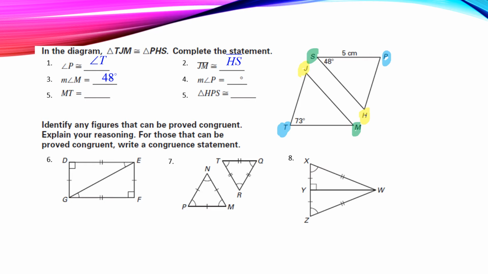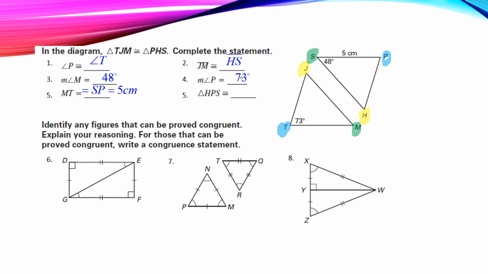Okay. The measure of angle P. Now, we don't have anything there. Oh, yes, we do. Sorry. P and T are the exact same angle. They're congruent to each other, which means their measures are the same. So, angle P is also 73 degrees. MT is the same as SP. So, if SP equals 5 centimeters, MT also has to equal 5 centimeters.